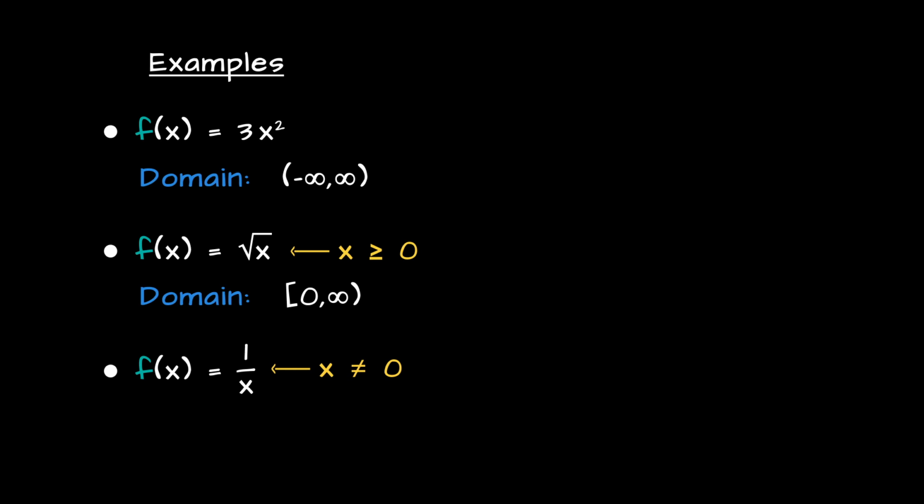To answer that question, we simply need to observe that the expression 1 over x is well defined as long as x is not equal to 0, because we can't divide by 0. Therefore, the domain of this function will be all real numbers except 0. Or, using interval notation, it will be the union of the interval from minus infinity to 0 and the open interval from 0 to positive infinity.